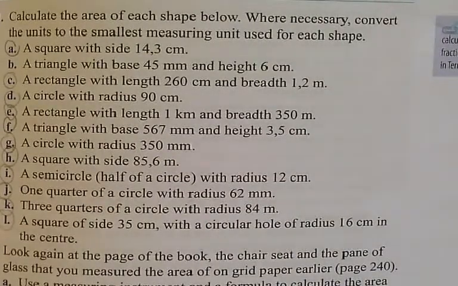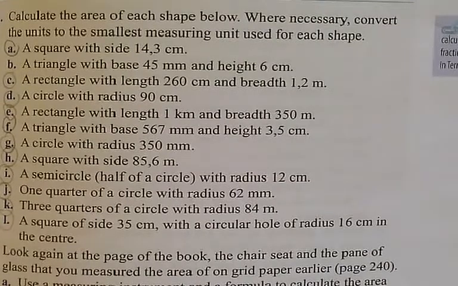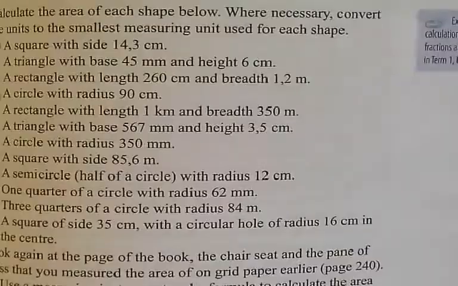Okay. A says a square with a side of 14.3 centimeters. I want the perimeter. So you can go side plus side plus side plus side, or you can go 4 times side. So it would be 4 times 14.3 centimeters. 4 times 14.3 equals 57.20 centimeters. I'll show you now.